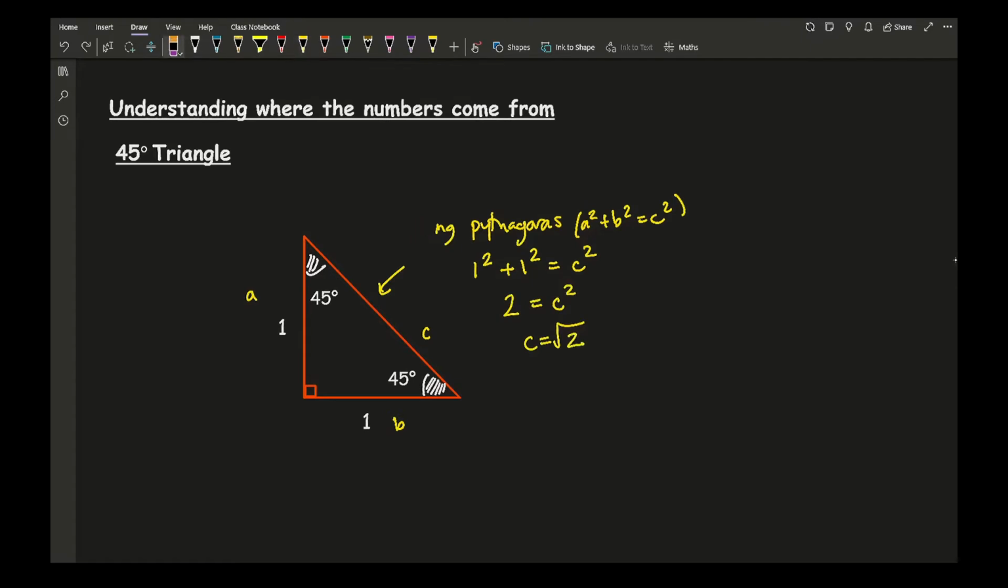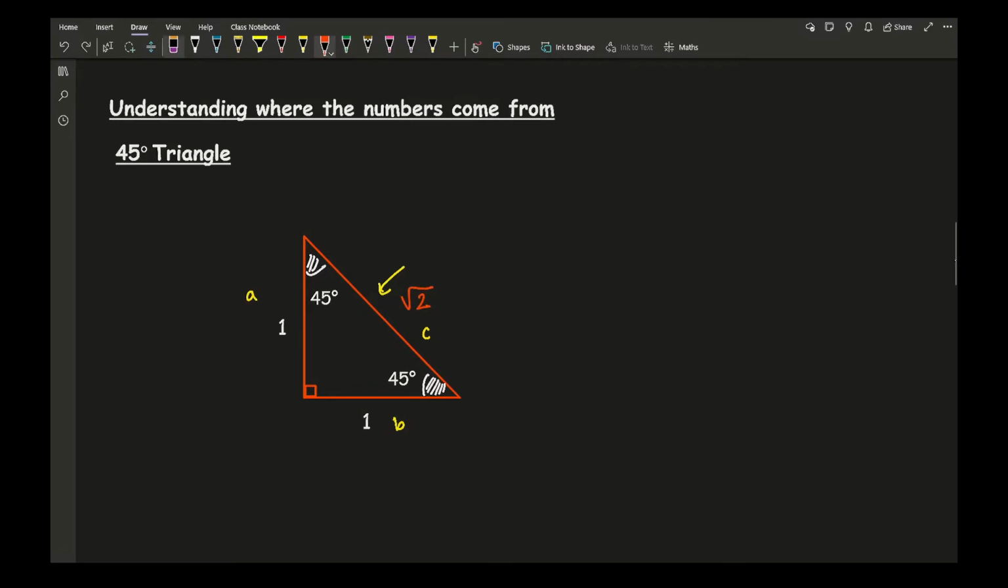So if I just get rid of all of this, I've now calculated that this length here is going to be root 2. So I've now got all three lengths of my triangle. Now from this, I'm just going to get rid of this top angle of 45. I don't really need it. So let me just get rid of that 45, so we're just focusing on this one.